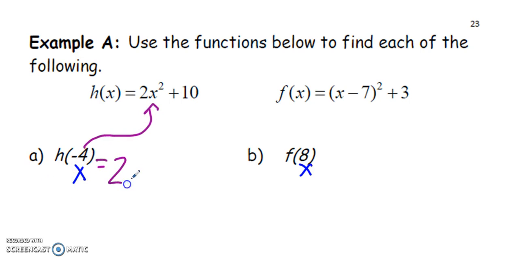We have 2 times -4 squared. Notice I kept the -4 in parentheses. So now I'm going to think about -4 times itself. A negative times a negative is positive. 4 times 4 is 16.